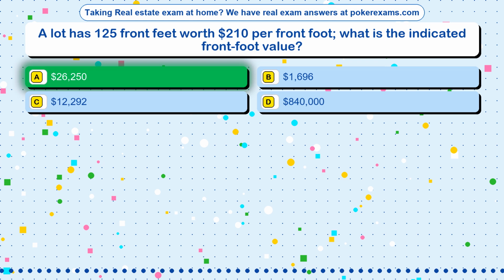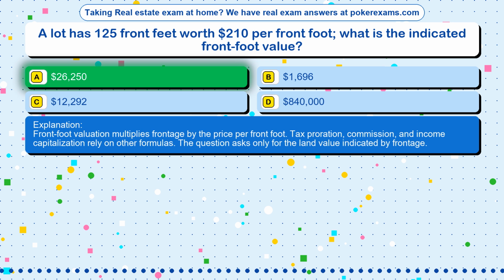The correct answer is option A, $26,250. Front foot valuation multiplies frontage by the price per front foot. Tax proration, commission, and income capitalization rely on other formulas. The question asks only for the land value indicated by frontage.